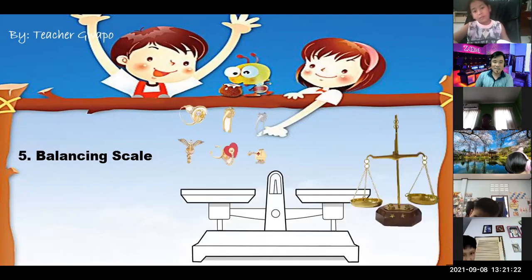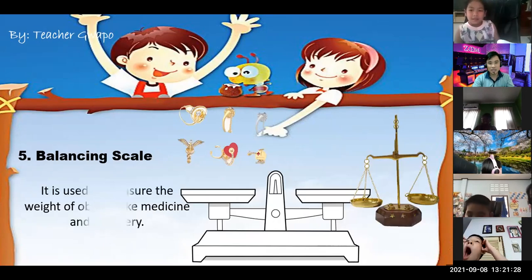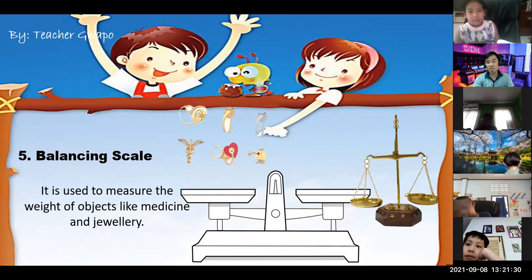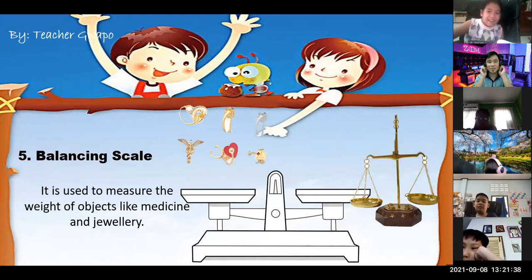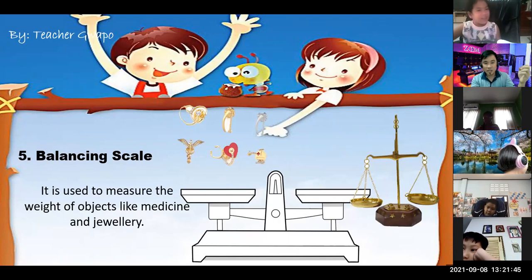Okay, here, number 5, what is this? Balancing scale. What's balancing scale for? It is used to measure the weight of objects like medicine and jewelry, the earrings, the necklace. Any jewelries that they have, they use this one, balancing scale.